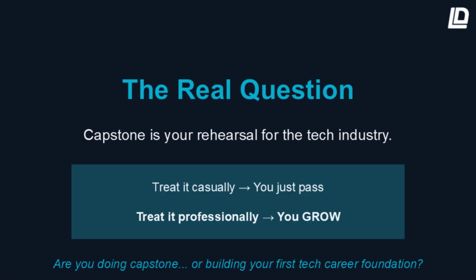The choice is yours. But now you know exactly how to make that choice count. Implement these roles professionally. Document your work. Use industry tools and methodologies. Handle conflicts like a professional. And when you graduate, you won't just be a fresh graduate with a degree. You'll be someone with demonstrable professional experience. That's how you stand out. That's how you get hired. Good luck with your capstone project. Now go make it count.